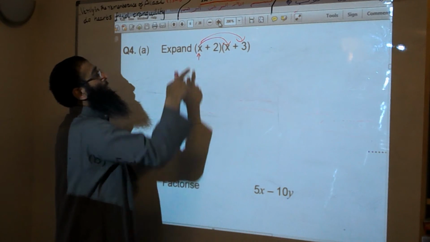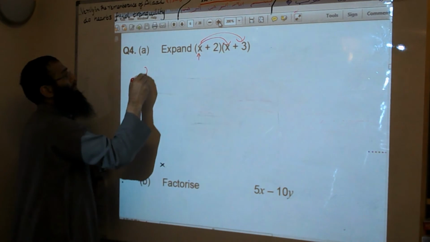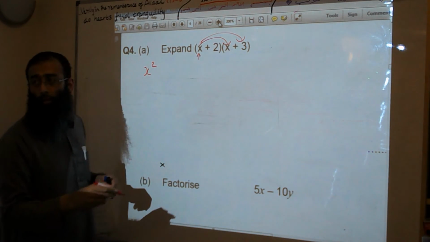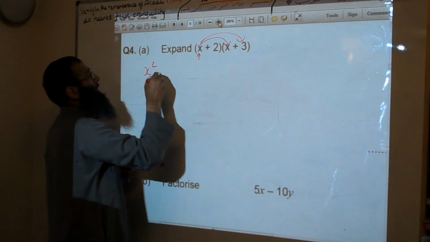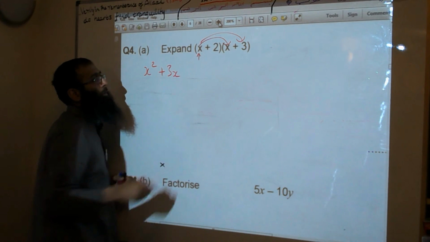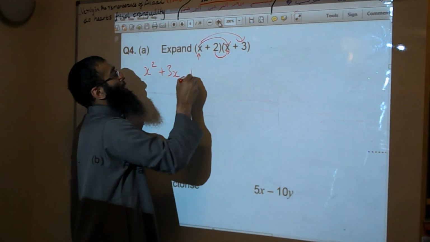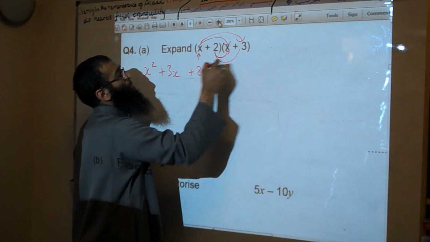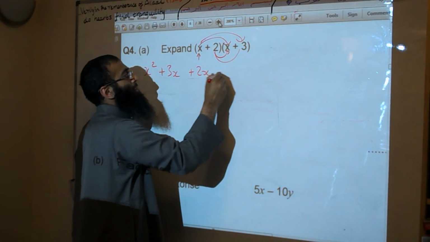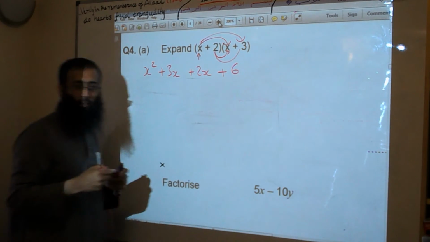Each element in the second part. So we have x times by x will give us x squared. X times by plus 3 will give us plus 3x. We have plus 2 times by x now will give us plus 2x, and plus 2 times by plus 3 will give us plus 6.